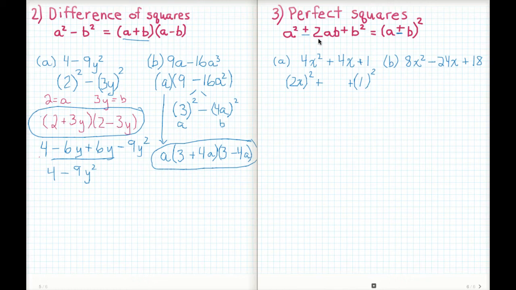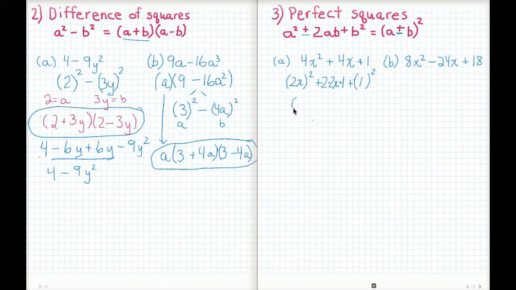Is the middle term 2 times a times b? So the middle would be 2 times, I'll just do a dot to save space. Whoops, that always comes up when I do dots. 2 times 2x, that's my a, times 1. Okay, it's 2 times 2x times 1. Is that 4x? 2 times 2 is 4. 4x times 1 is 4x. So yes, indeed, that works.